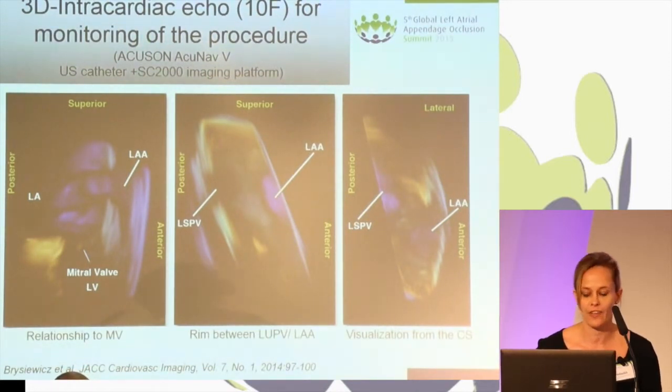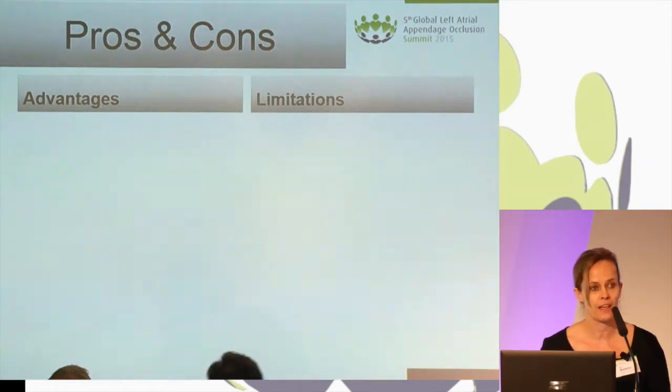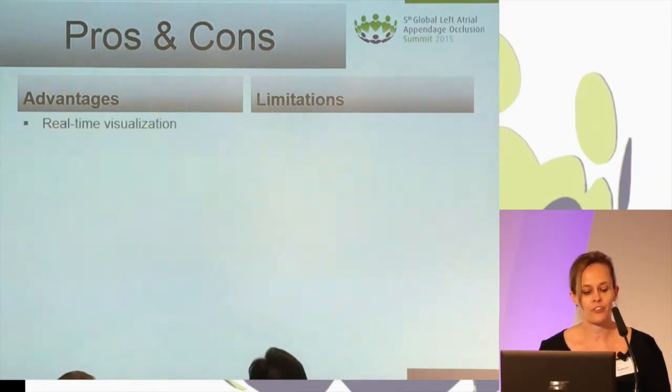and this is a visualization where the ICE catheter is placed in the coronary sinus, where you can also get an impression of the left atrial appendage ostium, the rim to the left upper pulmonary vein, and the entrance to the left upper pulmonary vein. Advantages of intracardiac 3D echo, just to summarize that.